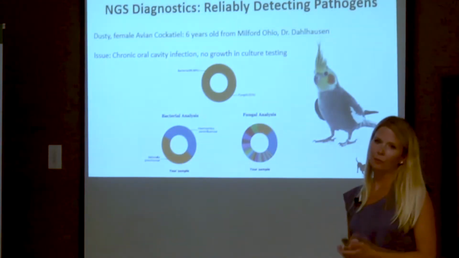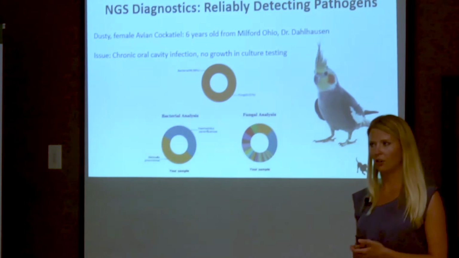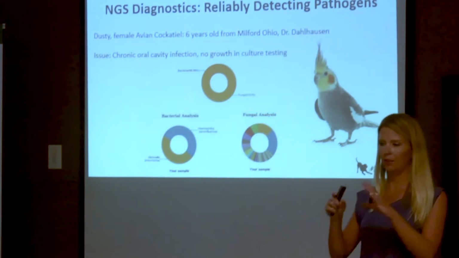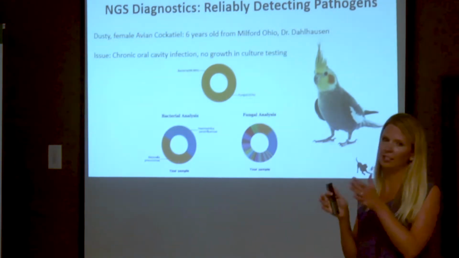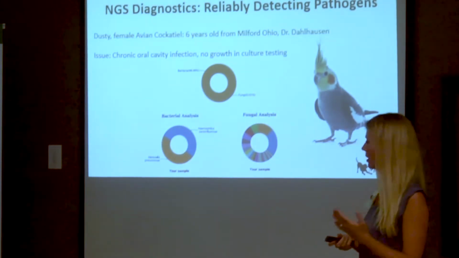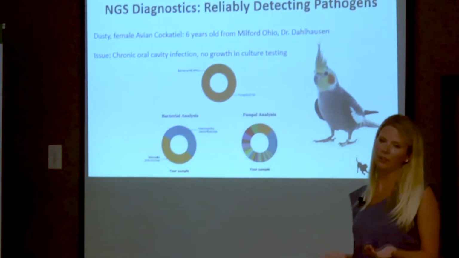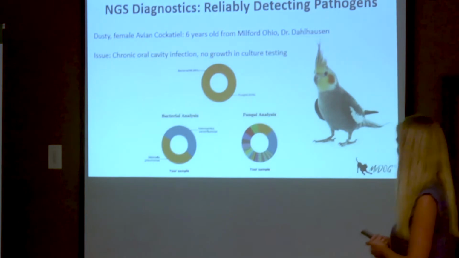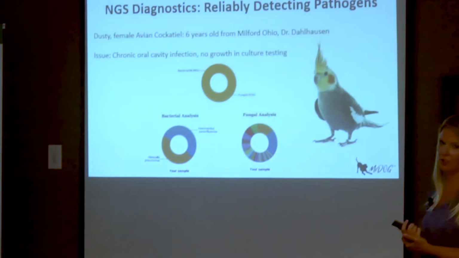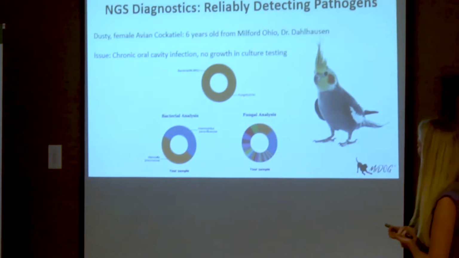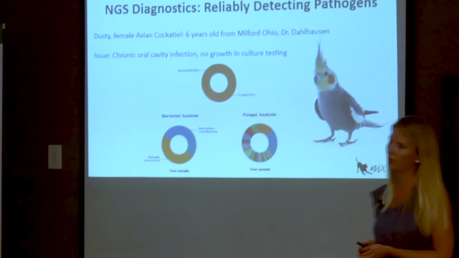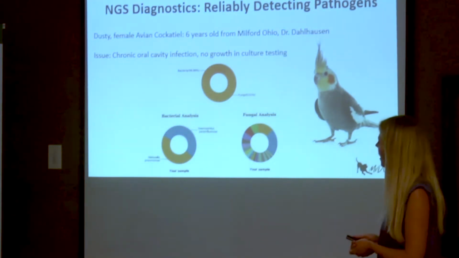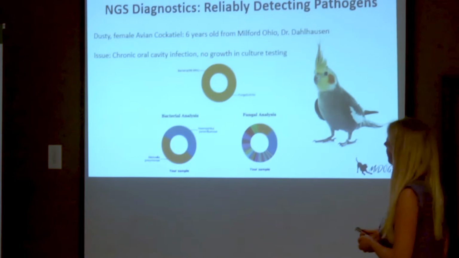And while we do know what a clinically healthy dog looks like, and we can give you all that background, okay, this is how much we normally see in a dog, this is what we would expect, this also applies to other species. This was a very recent patient of ours, actually 2 weeks ago. It was Dusty from Milford, Ohio. She's Dr. Dahlhausen's patient, and she had a chronic oral cavity infection.